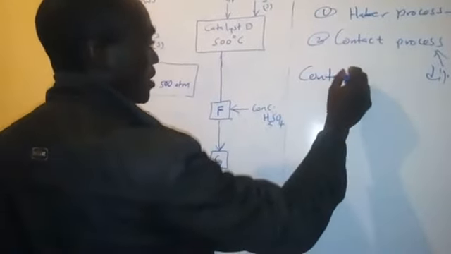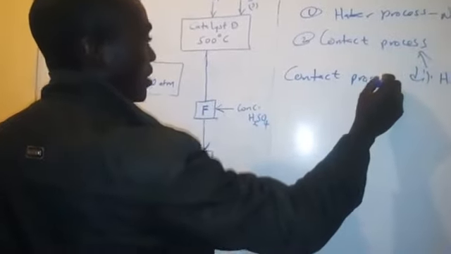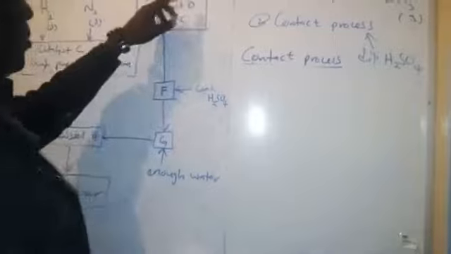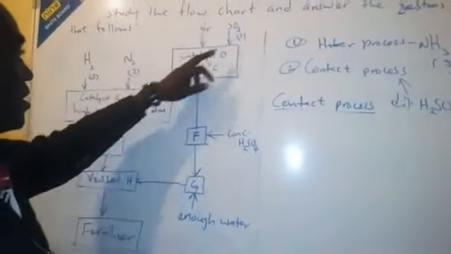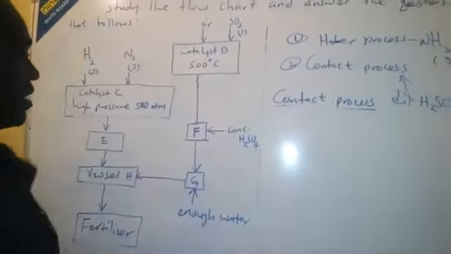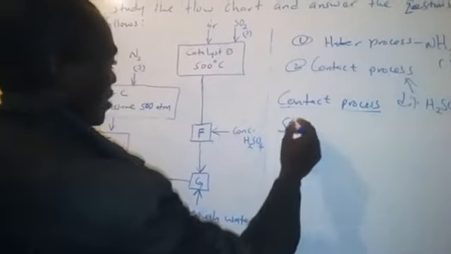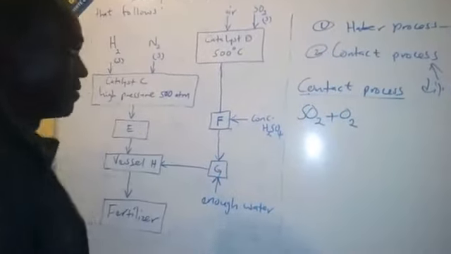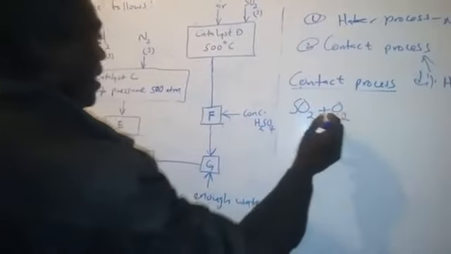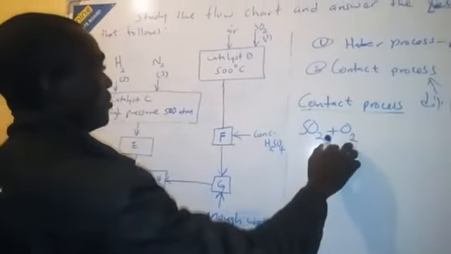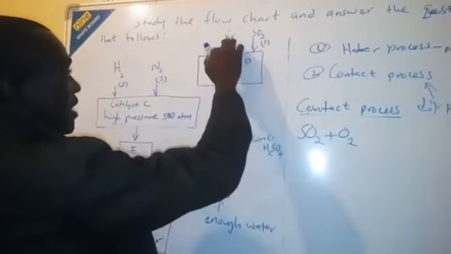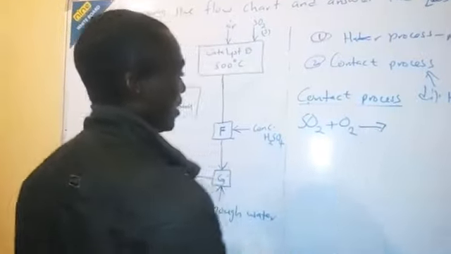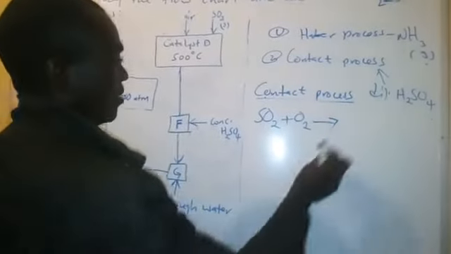The contact process. As you can see, we have air being let into this chamber, and at the same time we have sulfur 4 oxide gas being let also in the same chamber. So they are reacting sulfur 4 oxide with air. Why have I written oxygen? It is because oxygen is the most reactive part of air, the most active part of air. So I have taken oxygen.